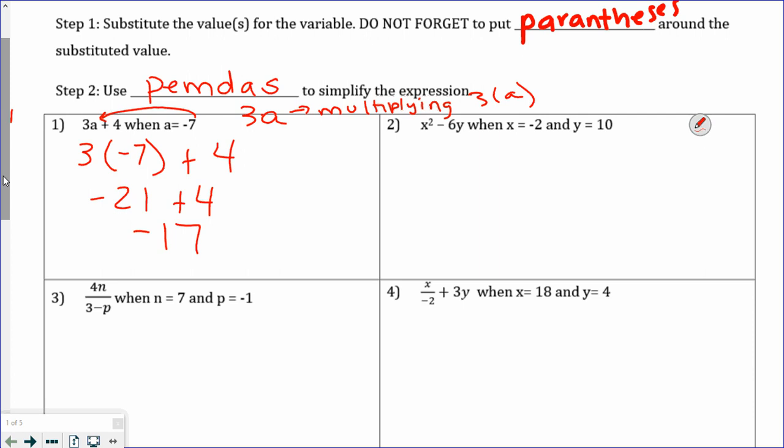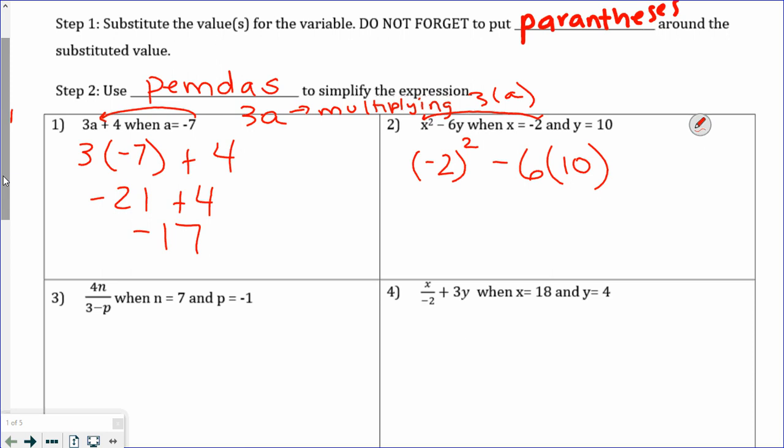For number 2, x squared minus 6y when x equals -2 and y equals 10. So again, I'm plugging in that -2 for my x value and 10 for y. So instead of my x, I'm going to put parentheses and I'm going to plug in -2 squared minus 6 times y. Well, y is 10. Now you know how to do this. You solve using order of operations.